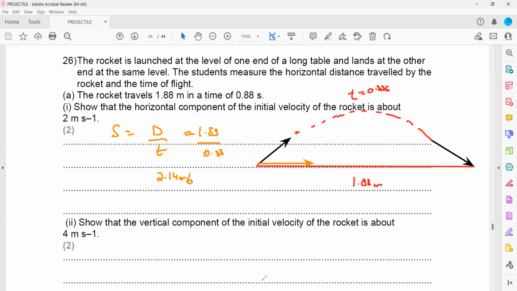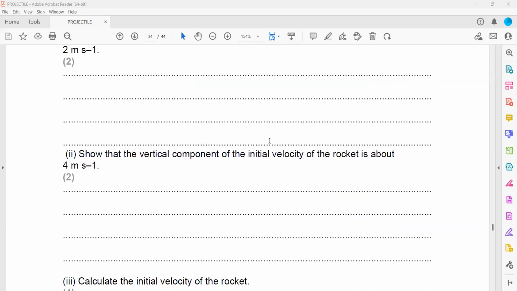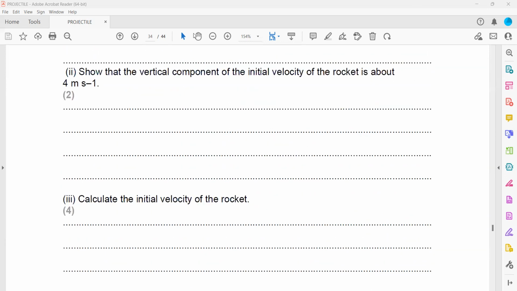Next, show that the vertical component of the initial velocity of a rocket is about 4.3 meters per second. Now, the vertical component. To get it, we will take half of its motion. It was taking 0.88 seconds. The rocket is launched, then it comes down with the same horizontal and vertical. Horizontal we already worked out. So we'll take half of the motion.